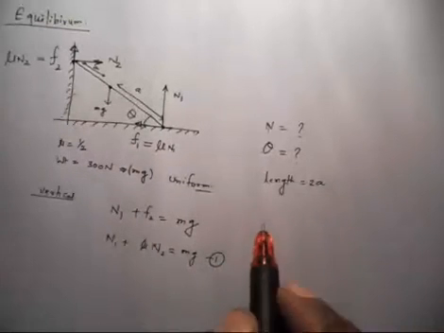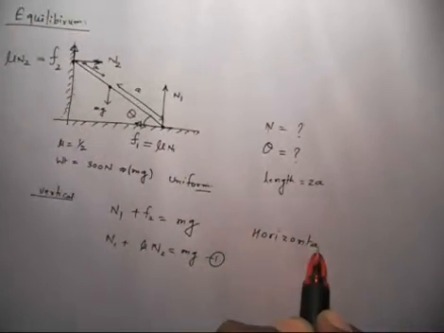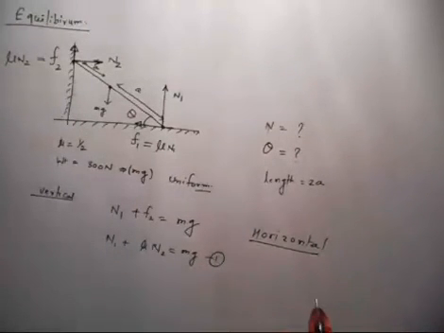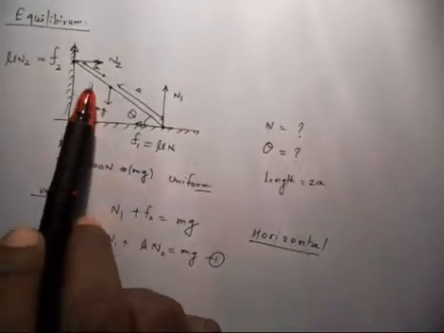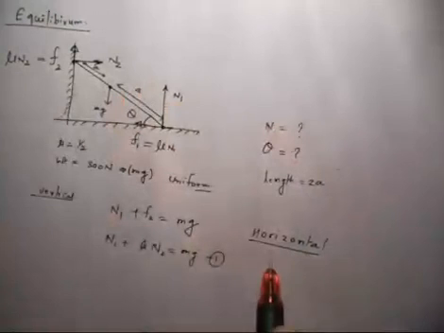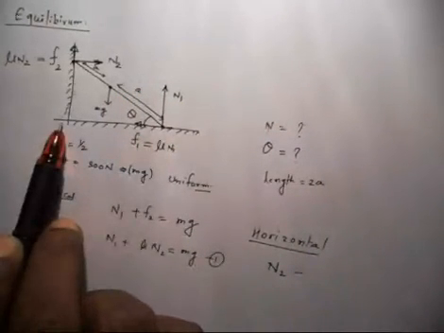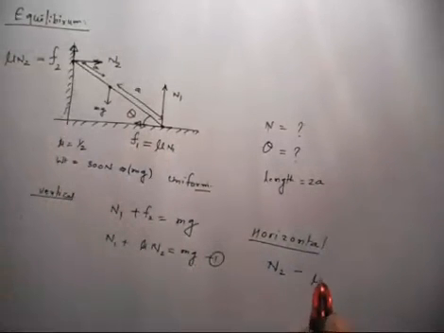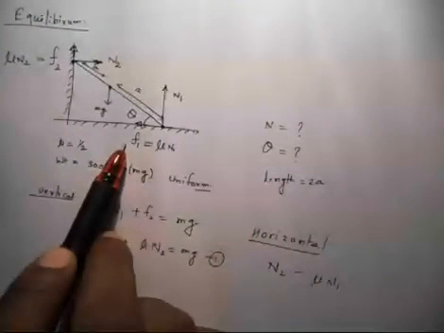Now similarly I can write the equation in the horizontal direction. So if I write the equation in the horizontal direction, what will we get? There is a friction force F1 acting in this direction, and N2 in this direction. So let us say this direction is the positive direction. So N2 minus this force, which is acting in this direction, that is minus mu times N1.